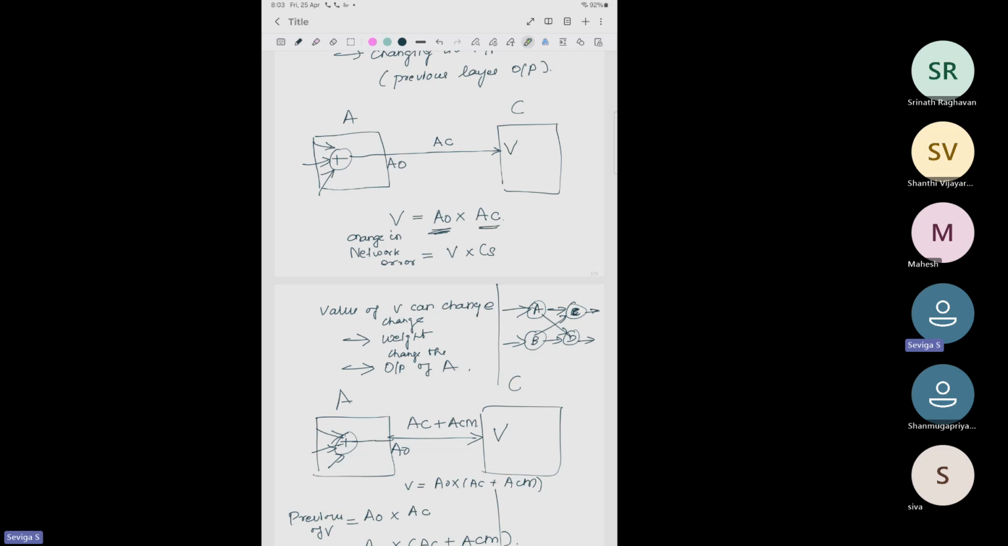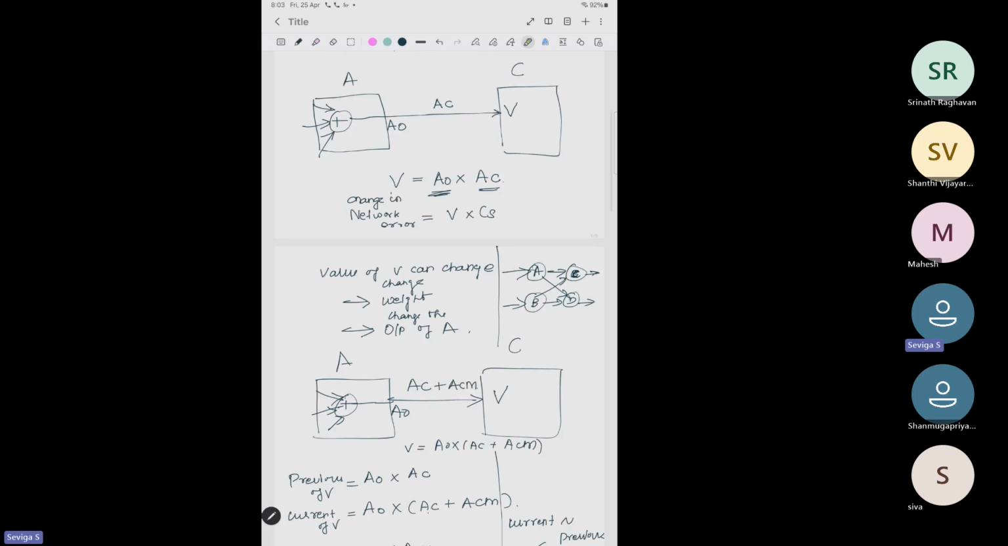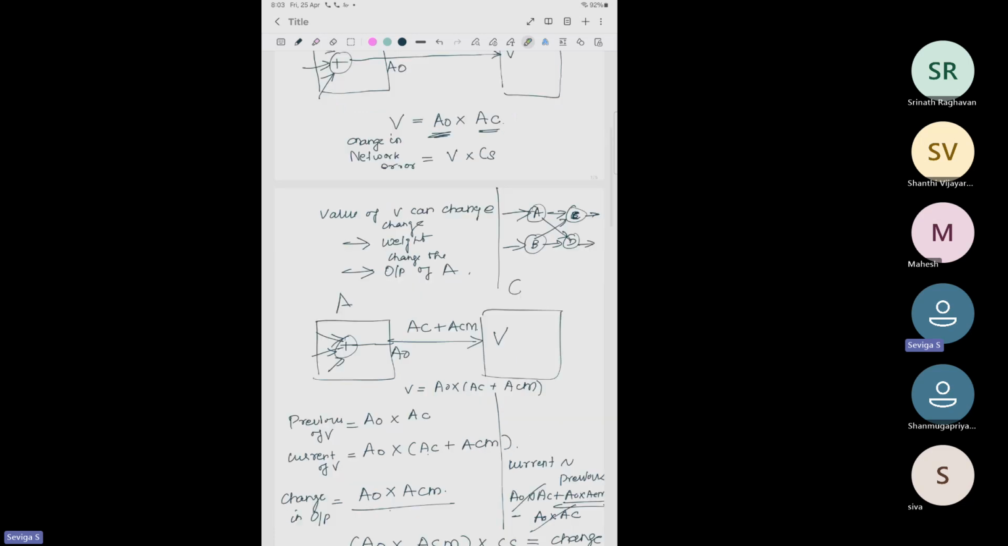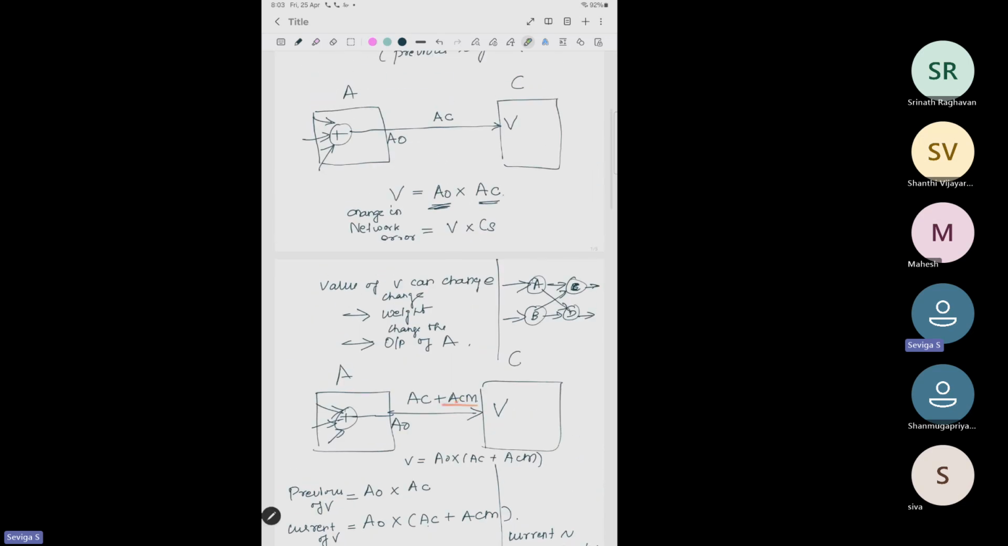So now the change in the network error is given as the change in V into C delta. Now we have to reduce the error. So what we have to do is change V. So I'm changing the weight. What I'm doing is changing it by adding ACM to the weight.